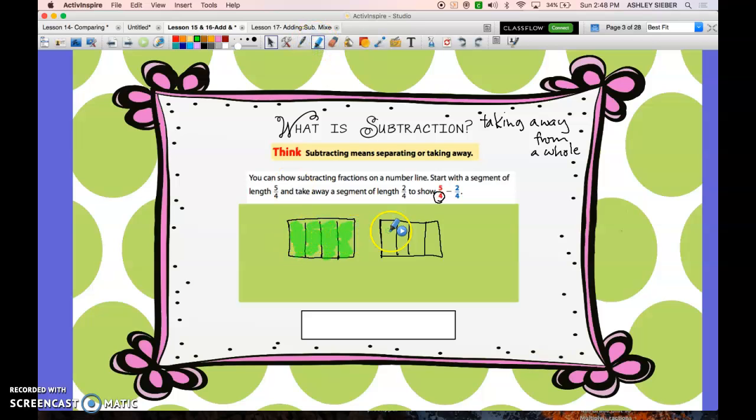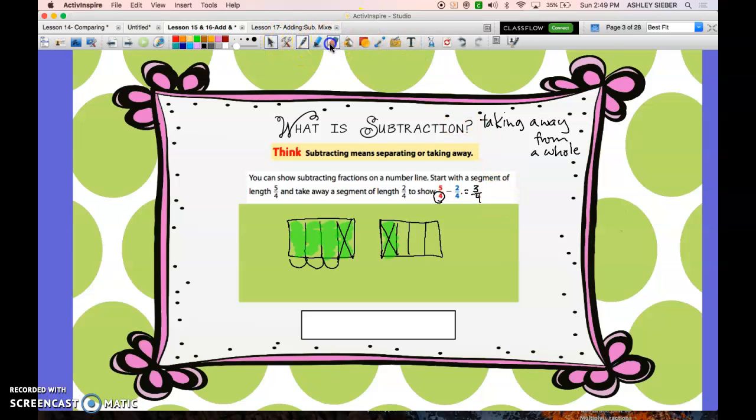1, 2, 3, 4, 5/4. And then I'm going to take away 2/4. So I could show that by just crossing out. I'm going to take away this one, and I'm going to take away this one. So I'm left with 1/4, 2/4, 3/4. So 5/4 minus 2/4 is 3/4.